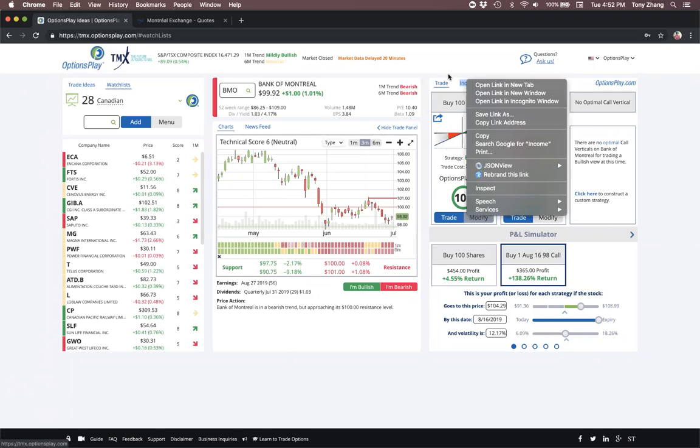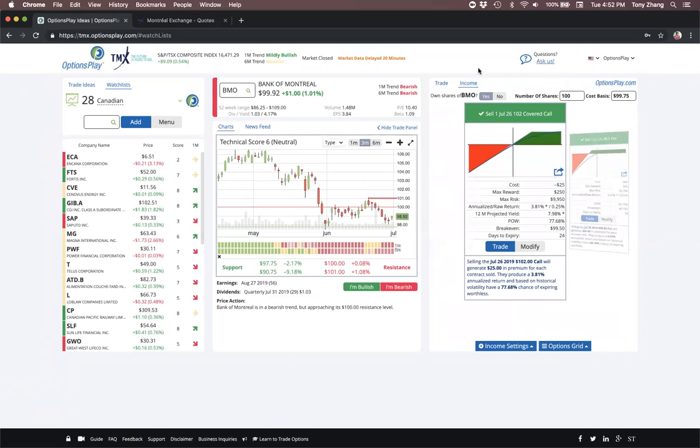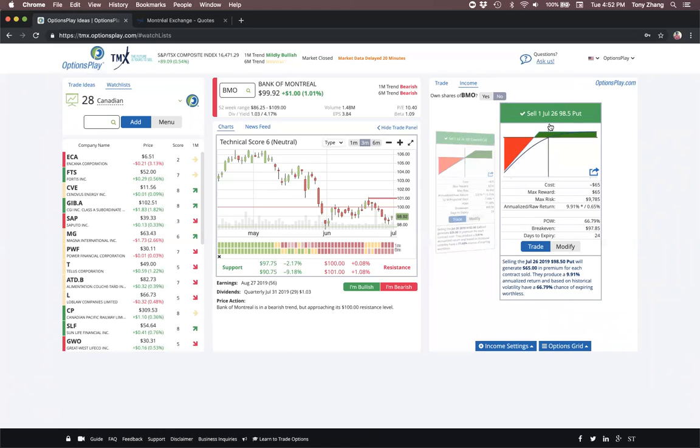So today we're going to spend a little more time looking at the income tab. For any symbol that you type in, on the income tab we will offer 2 options. Either you own shares of BMO or the stock, and we'll suggest a covered call for you, or if you don't own BMO, we will suggest a cash-secured put. This tool allows you to type in any stock. In this particular case, I'm looking at BMO, which is trading at just around $100.